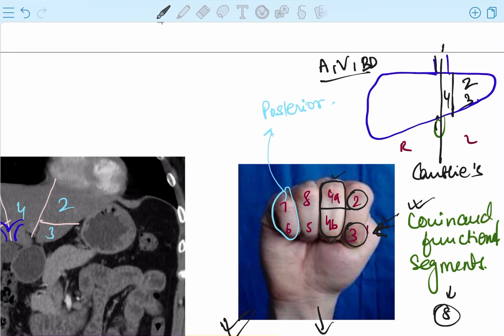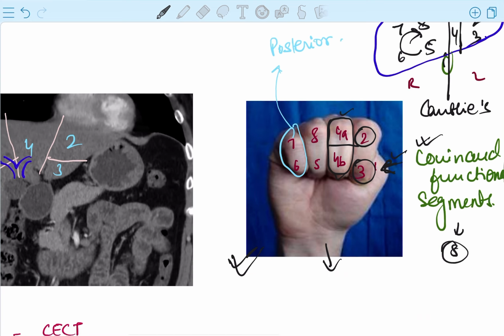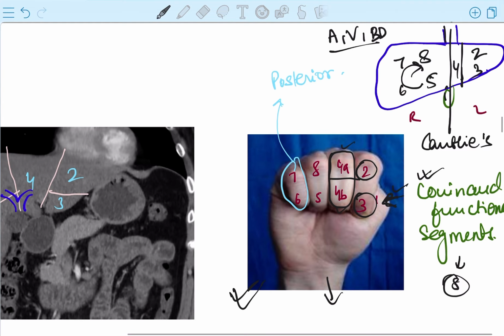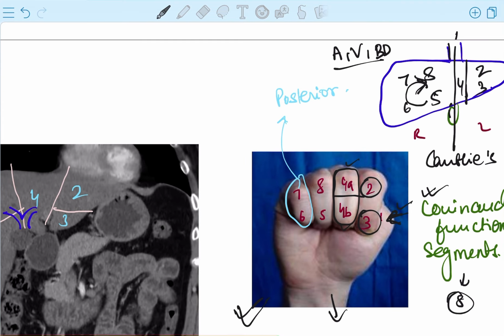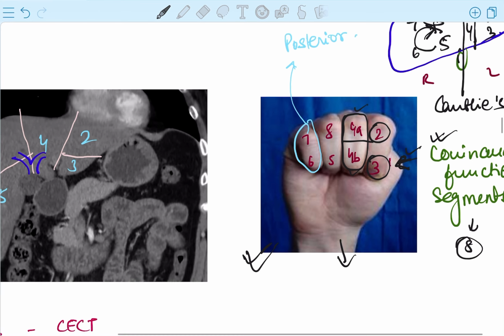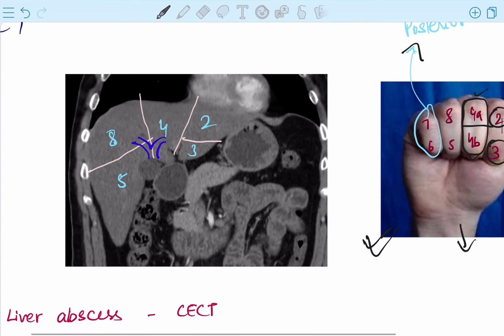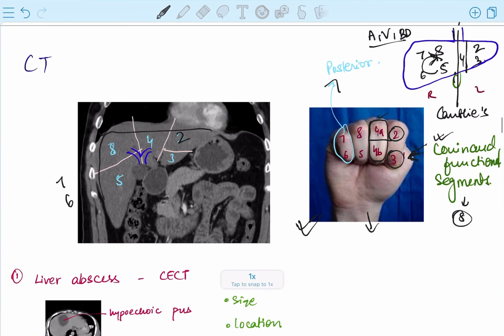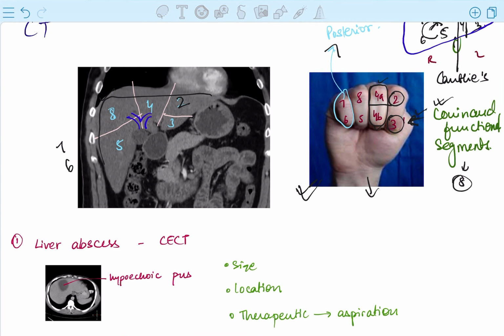And the other segments, that is 5, 6, 7, 8, will be in a clockwise fashion. Okay, so as you can see, the 5, 6, 7, 8 is seen here. The 6th and 7th segment is a posterior segment. So when you see a coronal section of the liver, you can't appreciate the 7th and the 6th segment, which is situated posteriorly. So in this section, you can see the second segment, the third, the fourth, the fifth, as well as the 8th segment. Okay. So we have seen some amount of anatomy here.